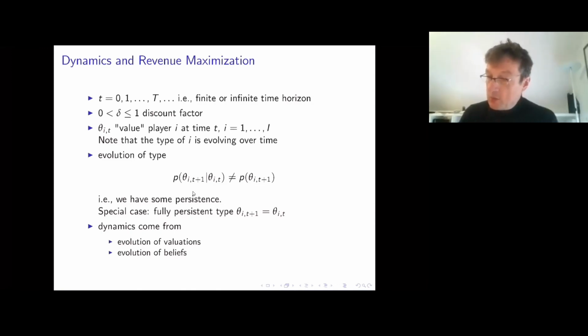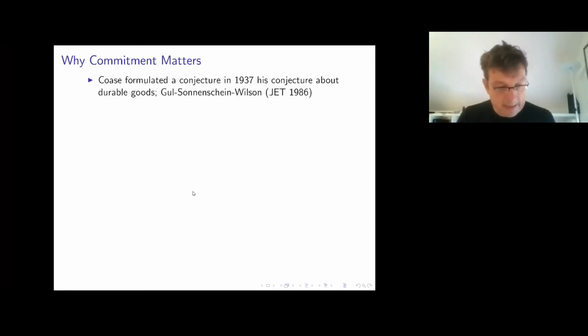So the dynamics are going to come both because the valuations are going to change over time and the beliefs are going to change over time. Okay. We ended the last lecture by talking about the importance of commitment, and I want to speak just briefly about the role of commitment here by reminding you of a classic paper, namely the Coase conjecture, and then a formalization of the Coase conjecture that was offered in a very important paper by Gul, Sonnenschein, and Wilson in '86.